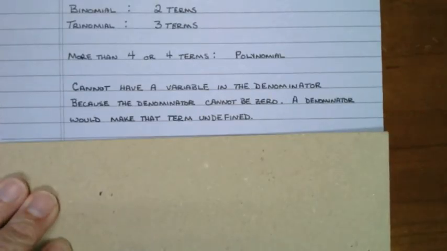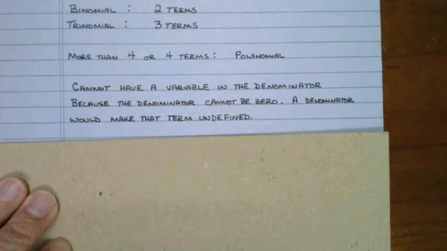Let's talk about a special case. I cannot have a variable in the denominator because the denominator cannot be 0. It might be 0. So if you have a polynomial and there's a variable in the denominator, that's not a polynomial, because that term could be undefined. And why would it be undefined? It being a variable, it could be any number. It could be 1, 3, 9, but when it becomes 0, you can't divide by 0.